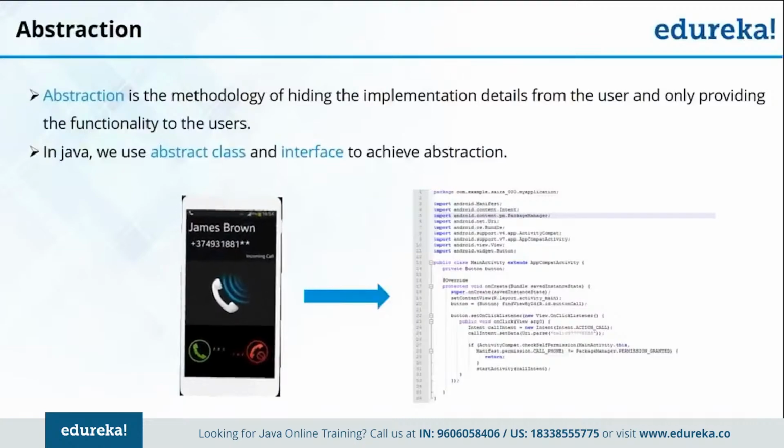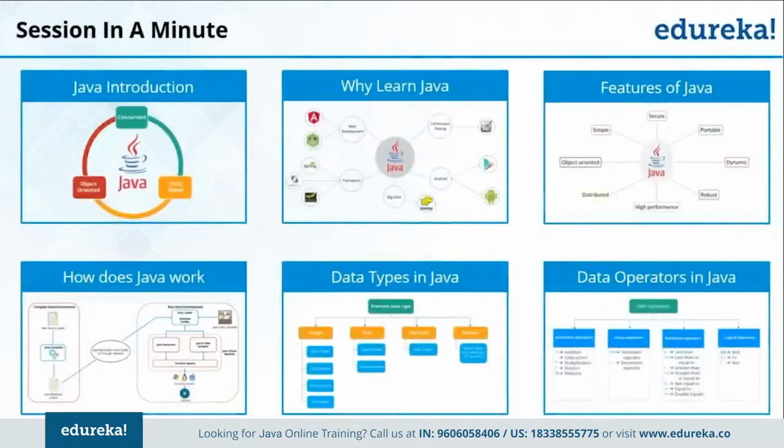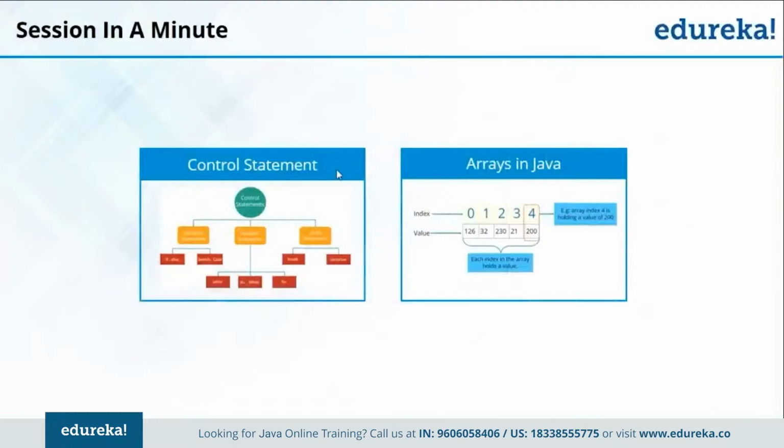So I hope with this you've got a complete overview of the various object-oriented concepts of Java. And moving forward, let's look at a summary of today's session. We started with an introduction to Java, then I helped you understand why to learn Java. We saw the key features of Java, or the buzzwords as they are called these days. Then I helped you understand how Java works, and we discussed the various data types and the data operators in Java. Finally, we saw the various control statements and the arrays present in Java.